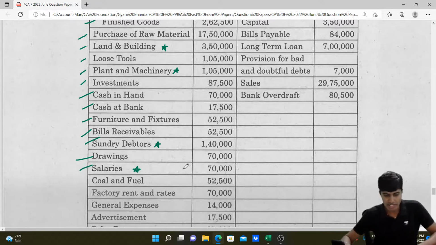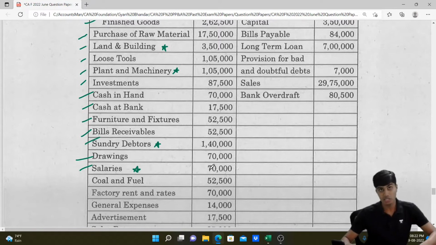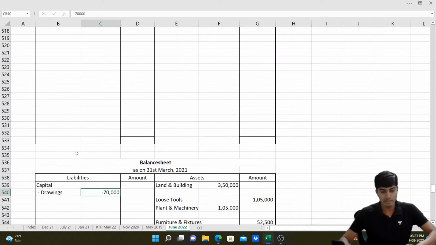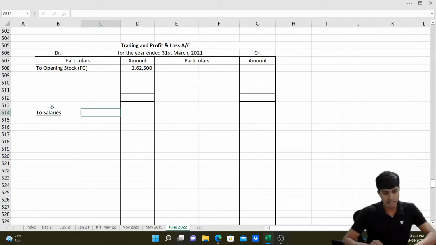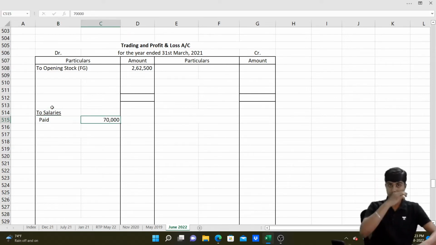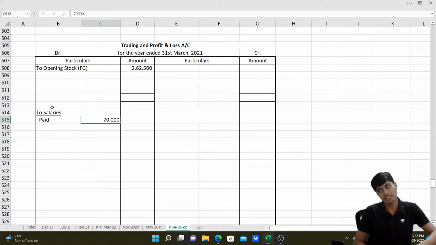How much is our salaries? 70,000 rupees. It's an expense, but it has adjustment. So I will write in my P&L account on the debit side salaries and write the amount in the inner column. How much is paid? 70,000 is paid. I'll wait to adjust that accrued salary, outstanding salary, whatever, and then identify the amount to be returned to the outer column.